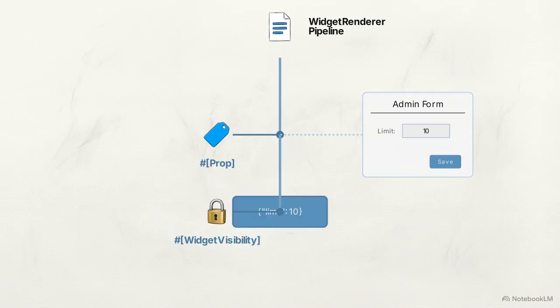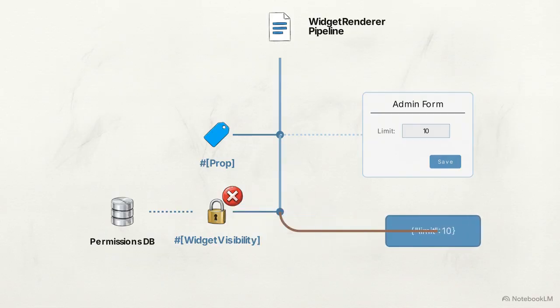The data then moves to the next crucial gate, the visibility and permissions check. The hash widget visibility attribute evaluates user permissions against compiled metadata before instantiation, conserving memory. If a check fails, the system doesn't throw a blocking error. It gracefully returns an empty object, diverting to a clean exit path and bypassing the rest of the pipeline.